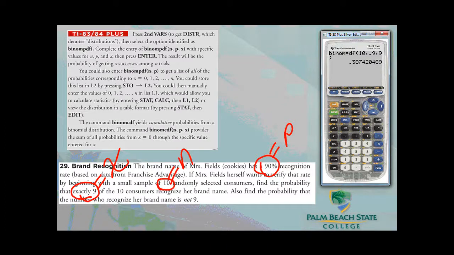Now let's take a look at some of the other functions that the calculator has. We can also do binomcdf, and that's the cumulative distribution. So if you want the cumulative probabilities, which are the probabilities of that value and all the values below it summed up, use the binomcdf.